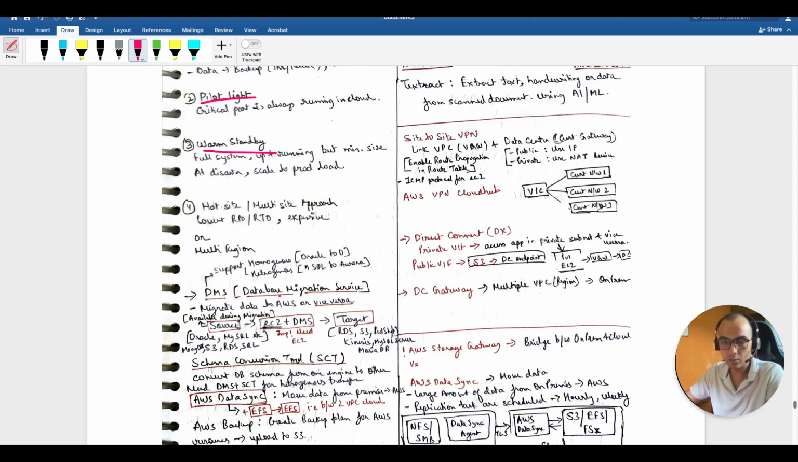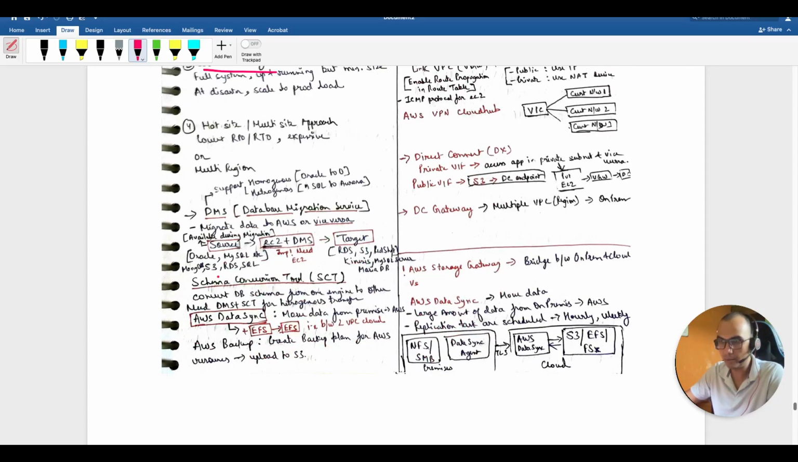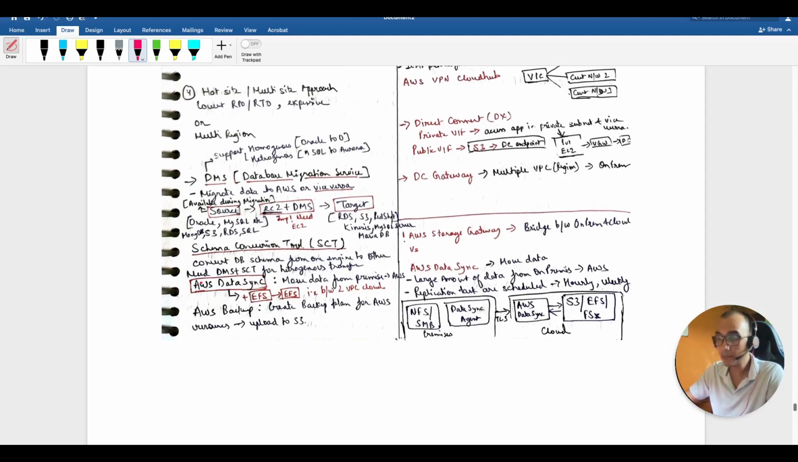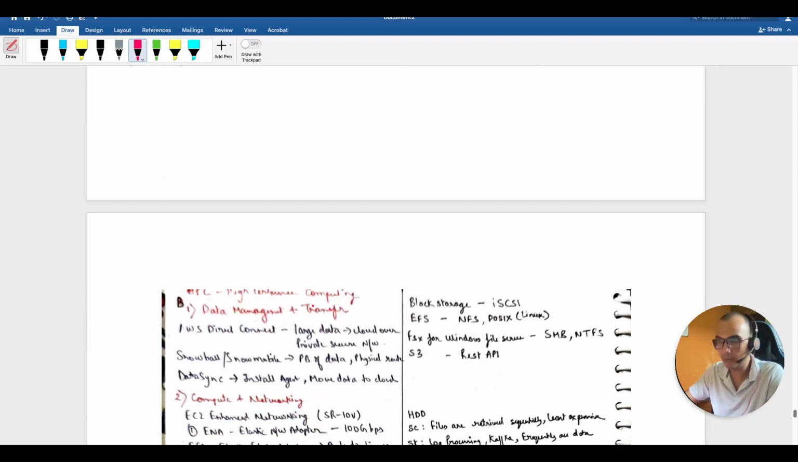If you're migrating your whole database from on-premises to AWS, how are you going to do it? If your data is, let's say, in MySQL, and you're moving to a different kind of database in AWS, then you need Schema Conversion Tool, SCT. Some are similar kinds, so you can directly transfer the data. You have to understand that.